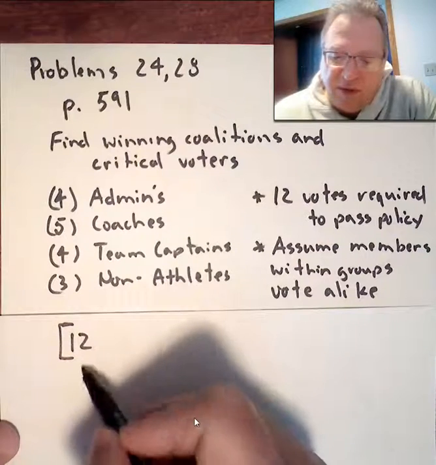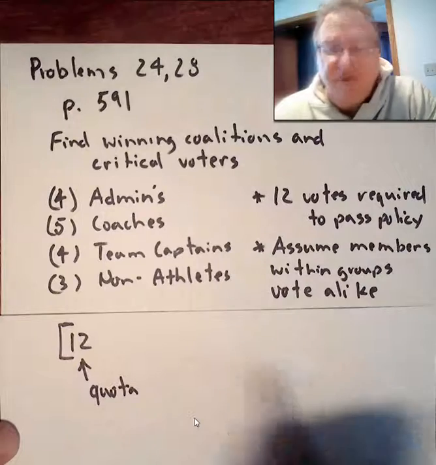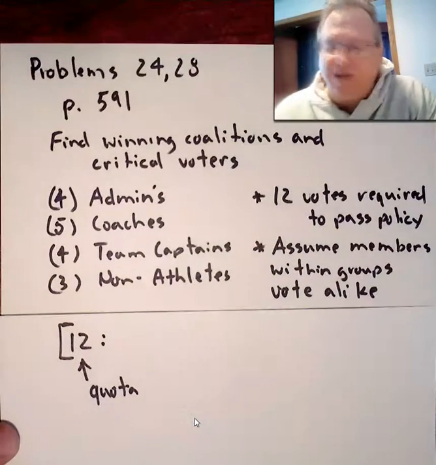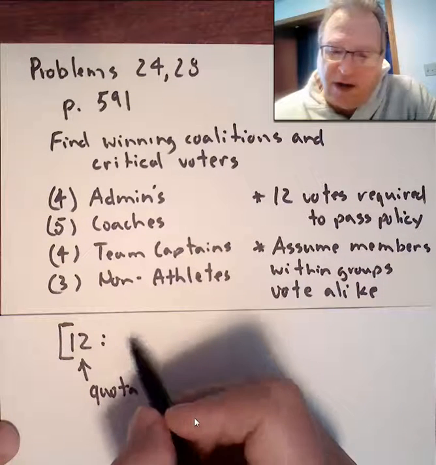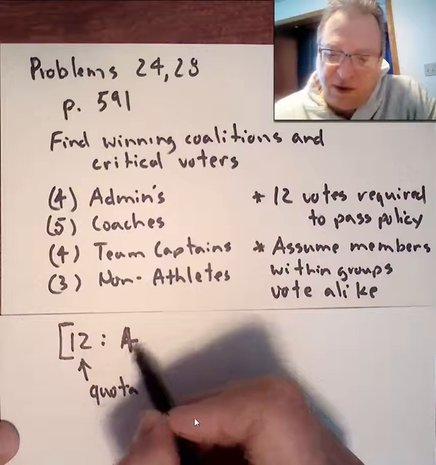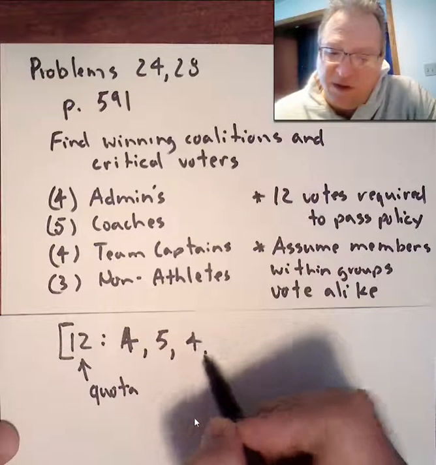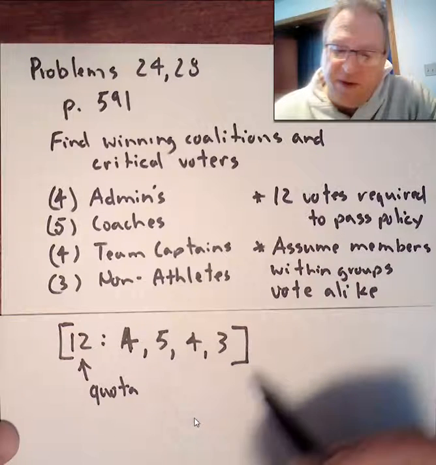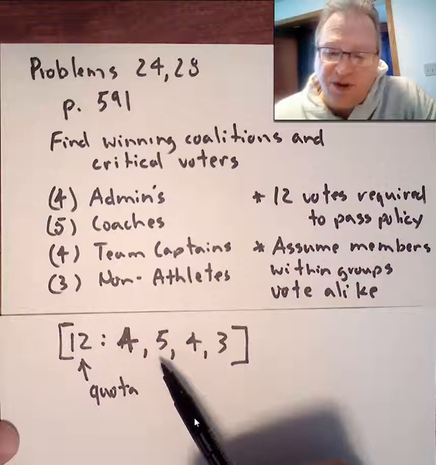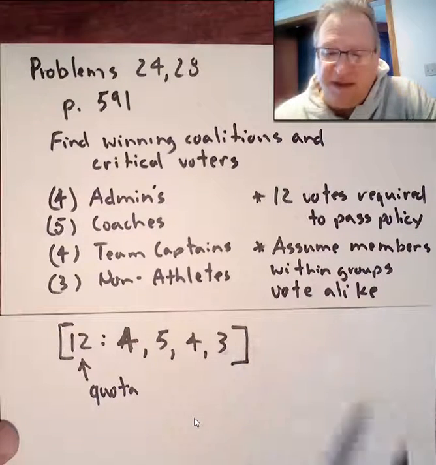So our author gave us a way to model this weighted voting system. First of all, we write what's called the quota. That's the number of votes required to pass the vote or pass the issue. And then we put the weights of the various groups. So our weights, oopsie, I goofed. Make that a 4, are going to be 4, 5, 4, and 3. Those are the weights of the administrators, the coaches, the team captains, and the non-athletes.